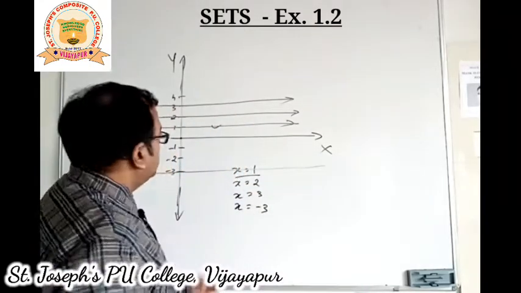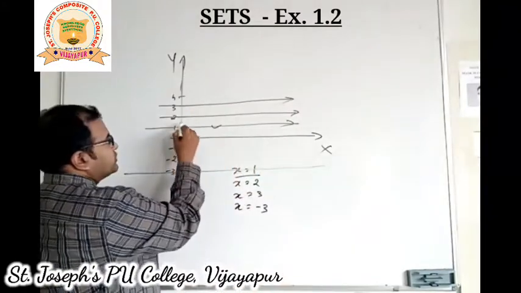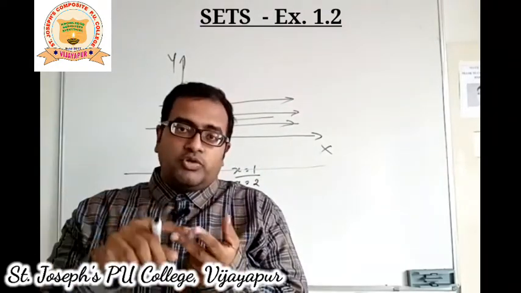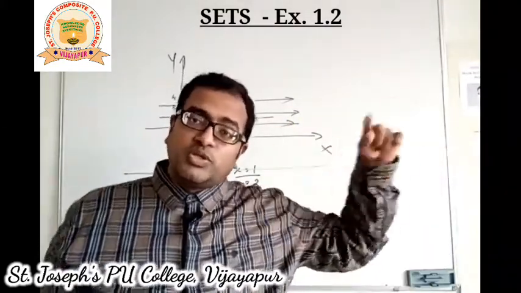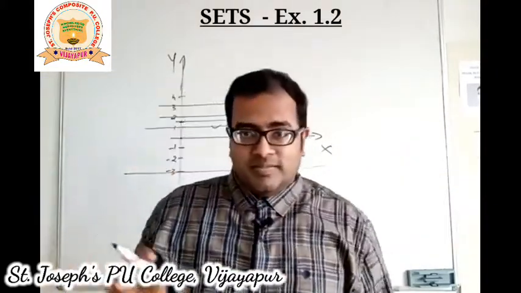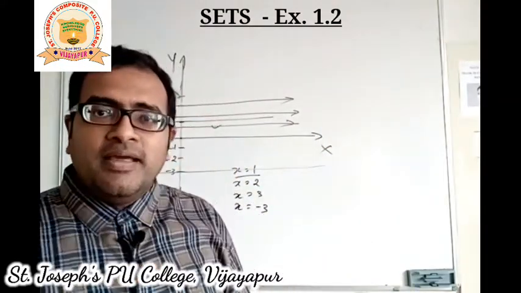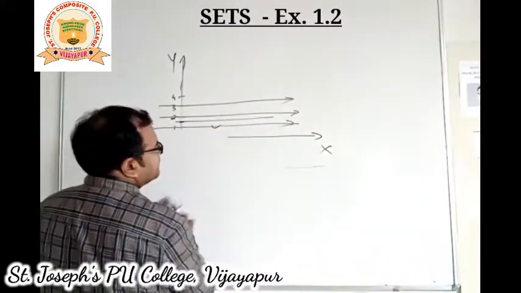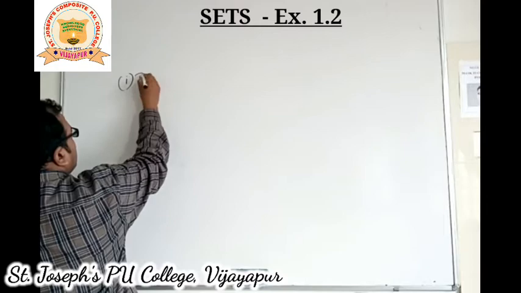Not only these points, there are other lines also in between. See here, between 1 and 2 there is 1.5, that line is also parallel to the x-axis. Then 1.3, 1.2, 1.1, 1.001, then 0.001, 0.0001, 0.00001. So there are innumerable, infinite lines which are parallel to the x-axis. So this is an infinite set. So the first sub question is infinite.